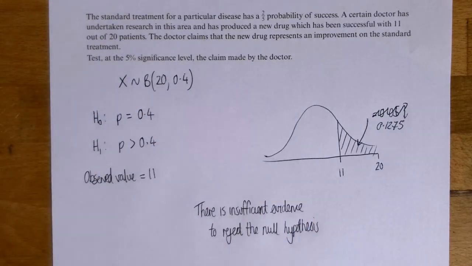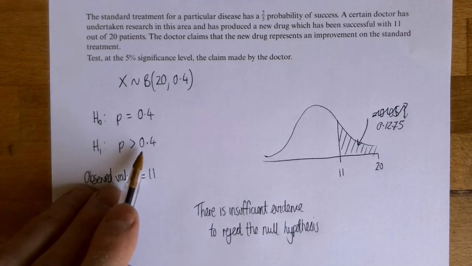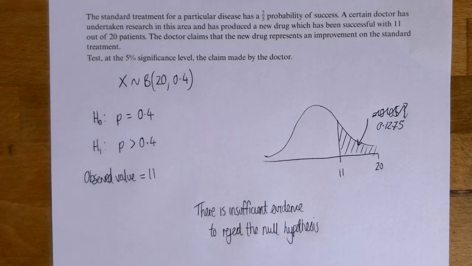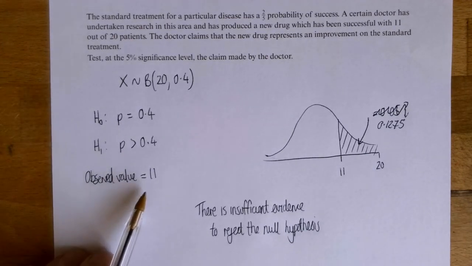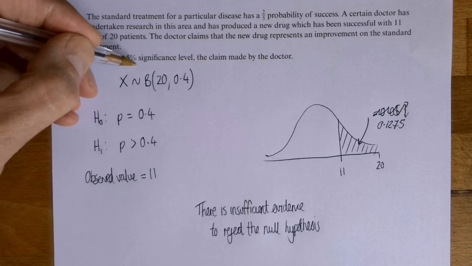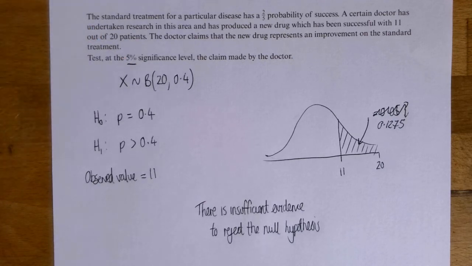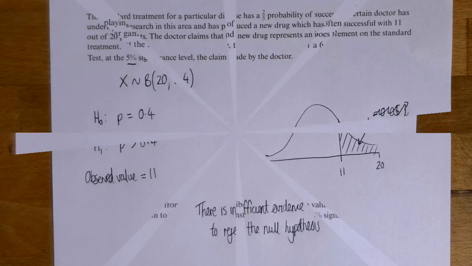With that result alone, we haven't got enough evidence to say this test has improved. We would need a lot more evidence. Doesn't mean that the test hasn't improved, but with that value alone, testing at a 5% significance level, it's not enough evidence to suggest it needs to change.